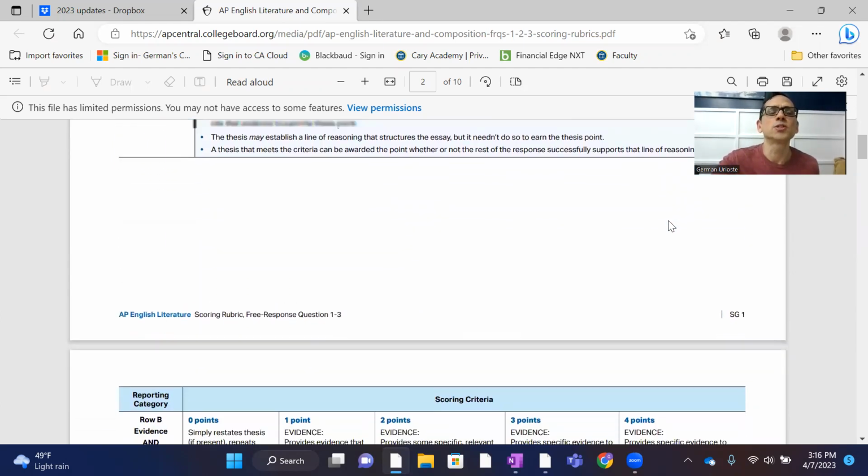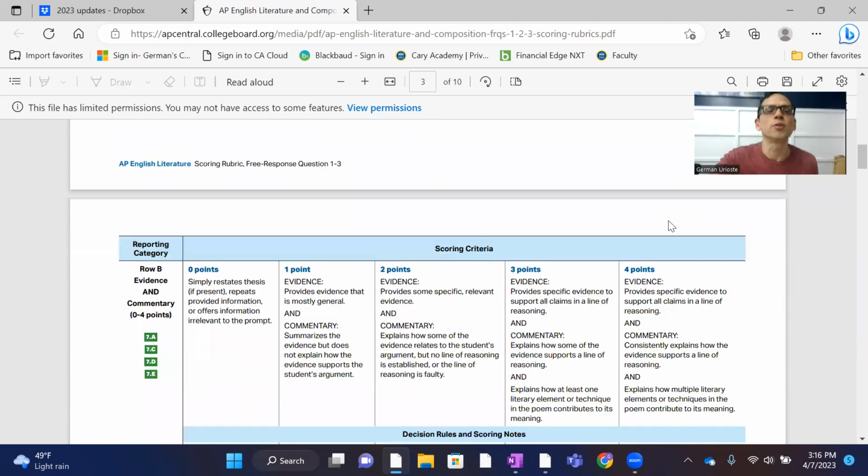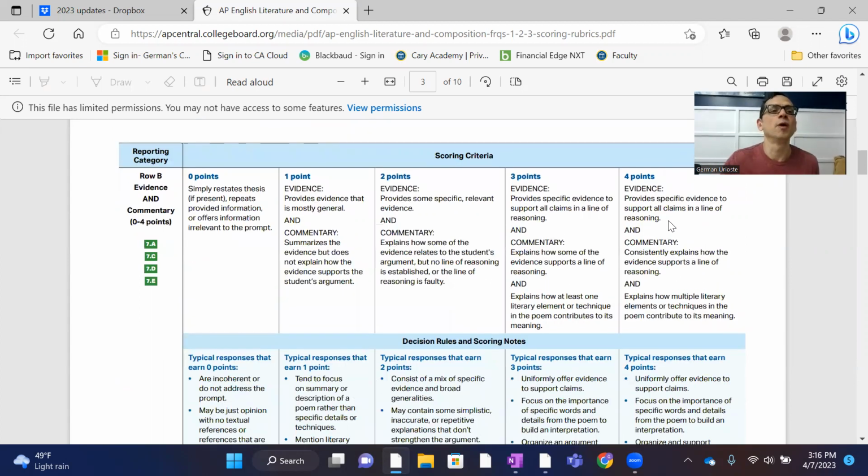The bulk of your points, and you can look at the details here later if you wish, for the poetry section comes from evidence and commentary. Commentary is another word for analysis. Analysis means pinpointing how specific language usages or diction suggest the claim you've established. And you can get up to 4 points. Notice that 0 would mean that you did not do really anything. 1 means that you have evidence that is mostly general, and the commentary is mostly summary, as it says.